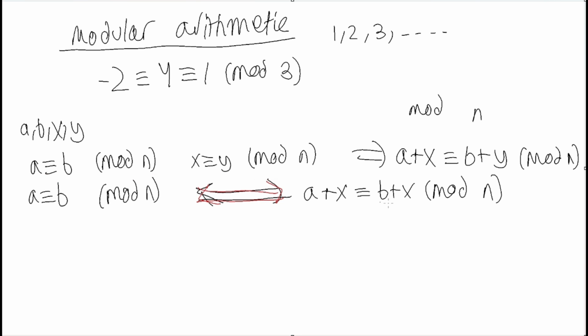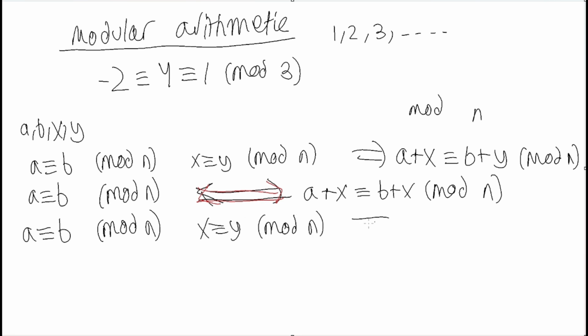All right. And now we have multiplication modulo n. So suppose that a is equivalent to b mod n, and x is equivalent to y mod n. Then this implies that a times x is equivalent to b times y modulo n. ax is just the product of a and x, and by is just the product of b and y, and they have the same remainder when divided by n.